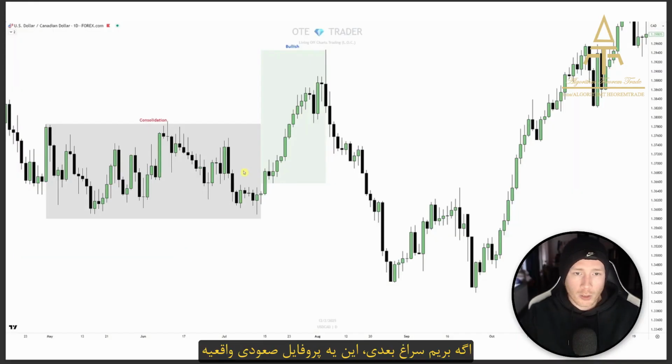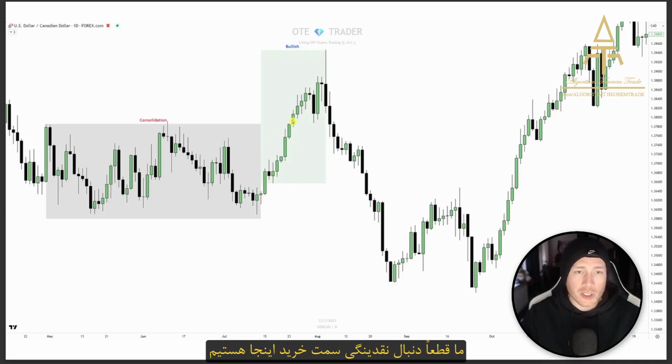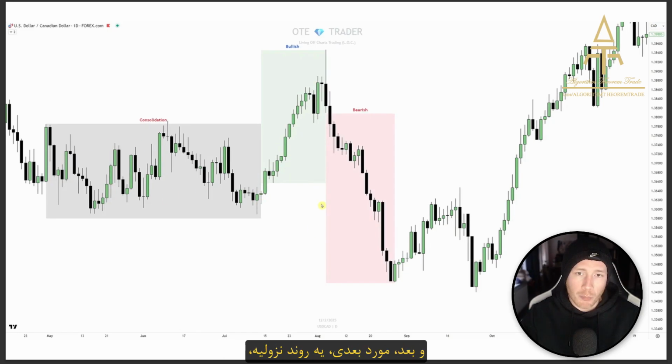So this is a consolidation profile. If we go to the next one, this is an actual bullish market profile. You can see price willingly moves in one direction, and you can clearly say, okay, we're definitely reaching for buy side liquidity over here. It is not going sideways just like over here. And then the other one is the bearish one.